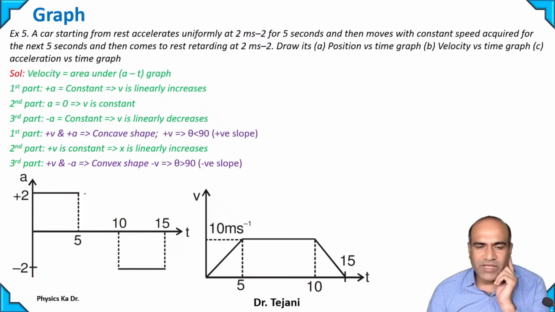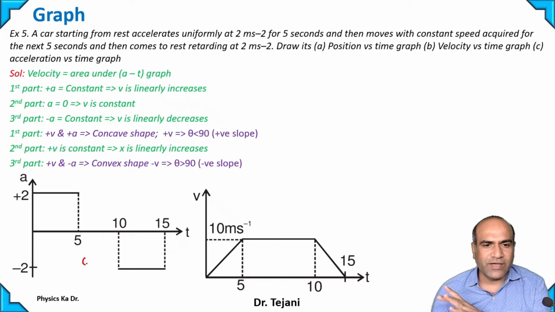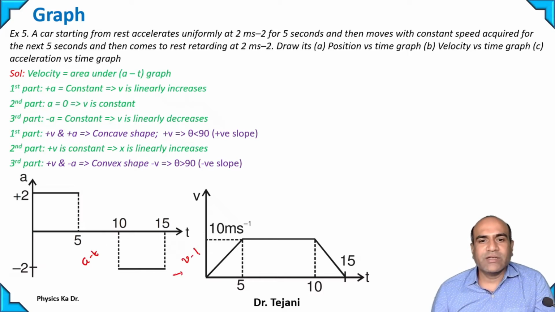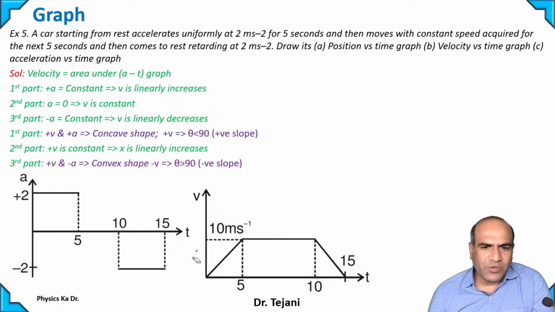Right. So we start from the acceleration-time graph, and next you should draw the velocity-time graph, and then next is position. So in the position graph, first we will see this slope. Is it positive? Theta is less than 90 degrees. Yes, so positive.